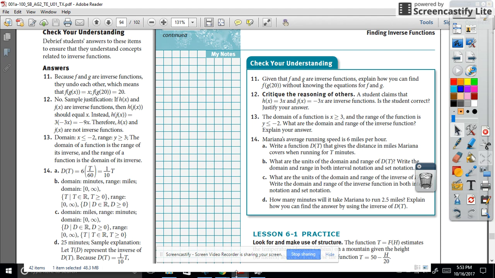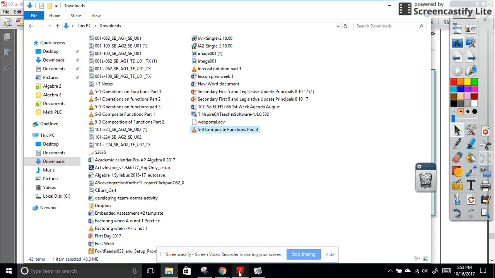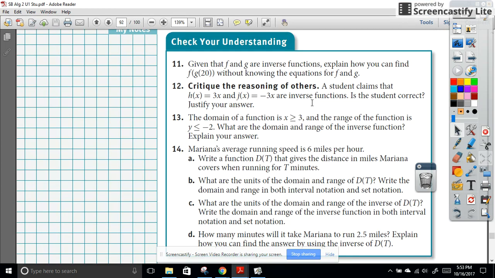Okay, so let me go back over here to student edition. Critique the reasoning of others. A student claims that h of x is 3x and j of x is equal to negative 3x are inverse functions. Is the student correct? Nope, because multiplying by 3, subtracting 3 does not undo that.